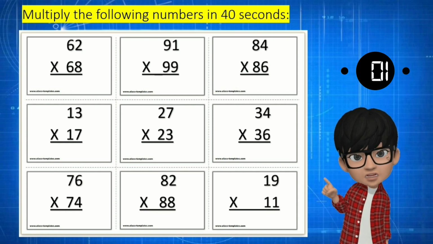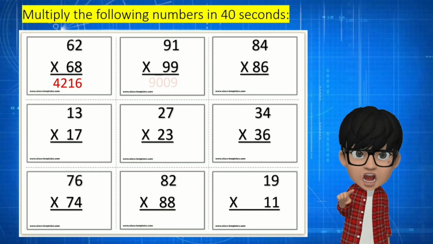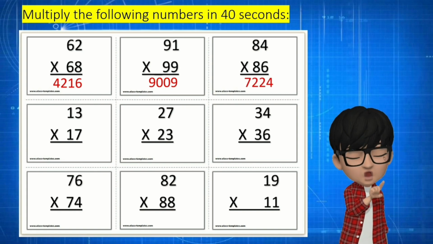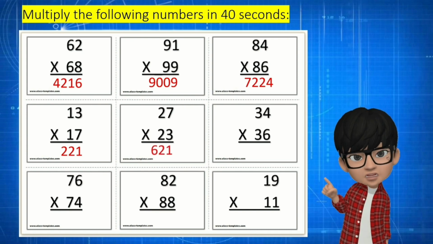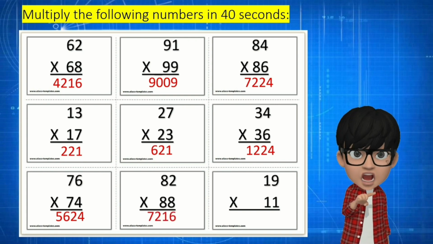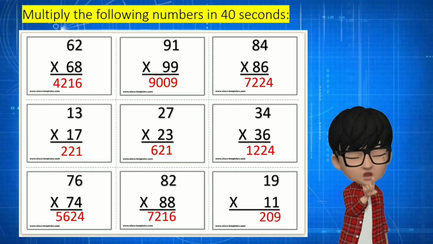Alright, time's up. Let's now answer the following. For number 1, the product is 4,216. For number 2, 9,009. For number 3, 7,224. For number 4, we have 221. For number 5, 621. For number 6, that's 1,224. For number 7, 5,624. For number 8, 7,216. And for number 9, the product is 209.